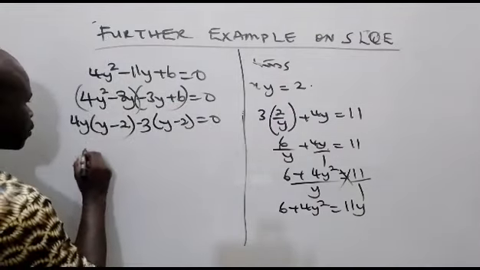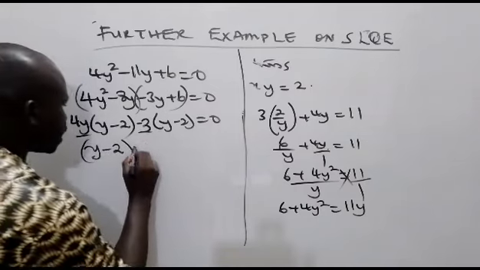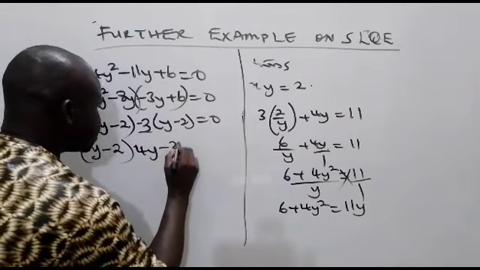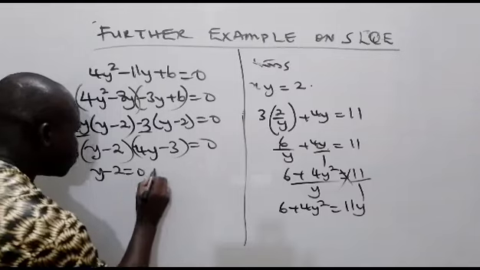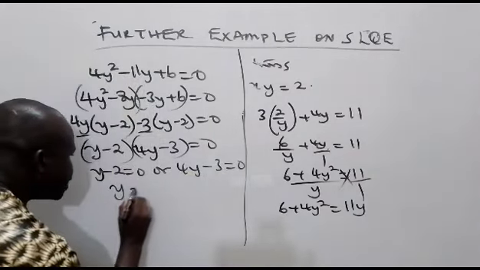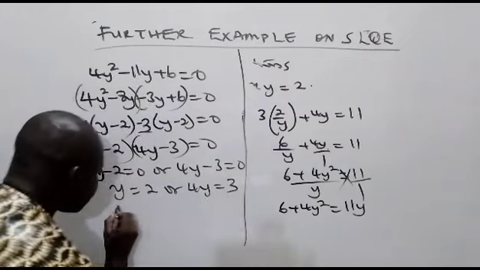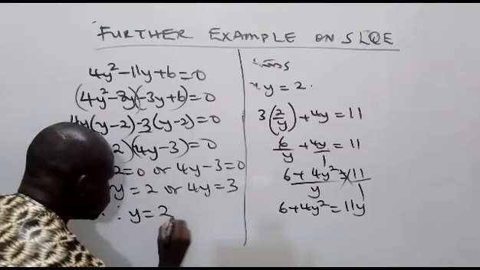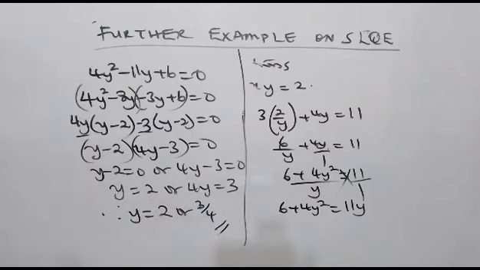So this one, I'm going to have y minus 2. Then we group these two together, so it will be 4y minus 3 equal to 0. So we know that y minus 2 equals 0 or 4y minus 3 equals 0. So y is equal to 2 or 4y is equal to 3. Therefore, y is equal to 2 or 3 all over 4. These are the two values of y.